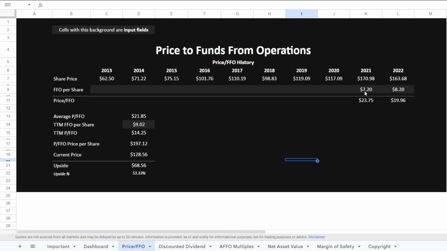As we see, there's only little info that I could find, but I can find 2 years of FFO per share data. And this gives us an average price to FFO of the past 2 years of almost 22. And if we do it for the trailing 12 months data, we can see that the trailing 12 months price to FFO is sitting at 14.25, implying that there's an upside to the stock price. And this gives us an average price per share out of this model of $197.12, which is an upside of over 53%.